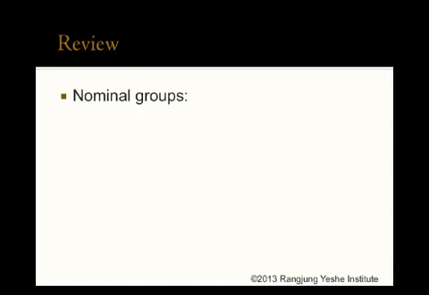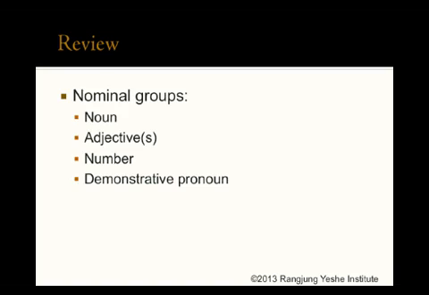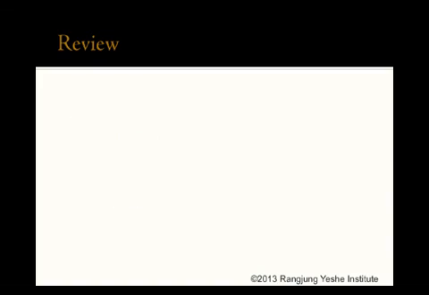When we construct nominal groups, the order is as follows. You begin with a noun, then an adjective, then number, then demonstrative pronoun, and finally, the plural particle. Remember, nominal groups do not necessarily have all of these elements. For example, we can construct a nominal group with varying levels of detail.